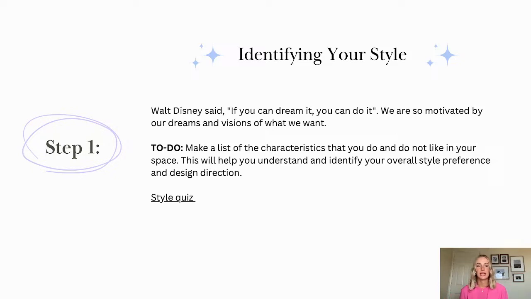And one quote that I love, Walt Disney said, if you can dream it, you can do it. We are so deeply motivated by our dreams and the visions of what we want. So my advice is to get clear on what you want. One concern that many people bring up to me is, okay, awesome, but how do I know what I want though? I don't even know what my style is. How do I find inspiration if I don't even really know what I'm looking for? Which is a valid concern. I get that. So think to yourself, what room in your home is designed best?